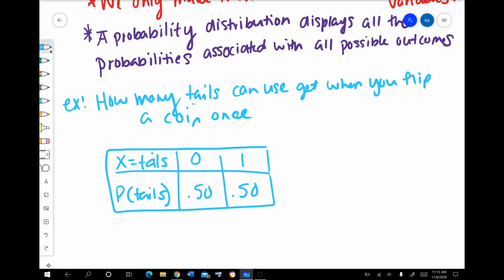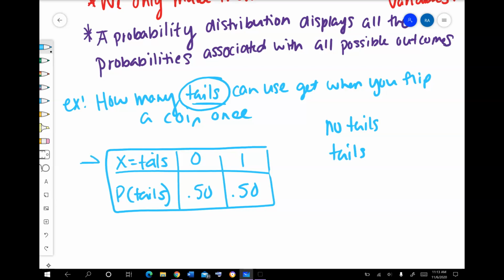But since we're just talking about tails, your outcomes are either you get no tails, or you get a tail. That's it. Those are the two outcomes that can happen, because we're talking about tails. We're not talking about heads, we're just talking about tails. So I can either get a tail or I'm not going to get one. So that is what my table is talking about.